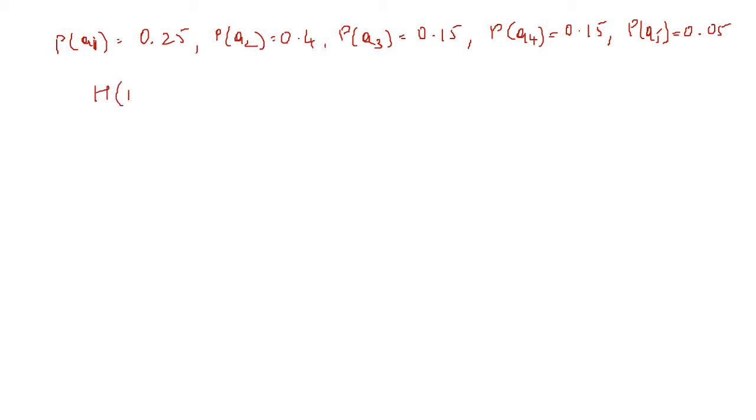By definition, H of A is the summation from i equal to 1 to r, where r is 5 symbols, of P of Ai into log of 1 by P of Ai. We substitute all these A1, A2, A3 and get the value of H of A. After substituting, you get 2.066 bits per message symbol.